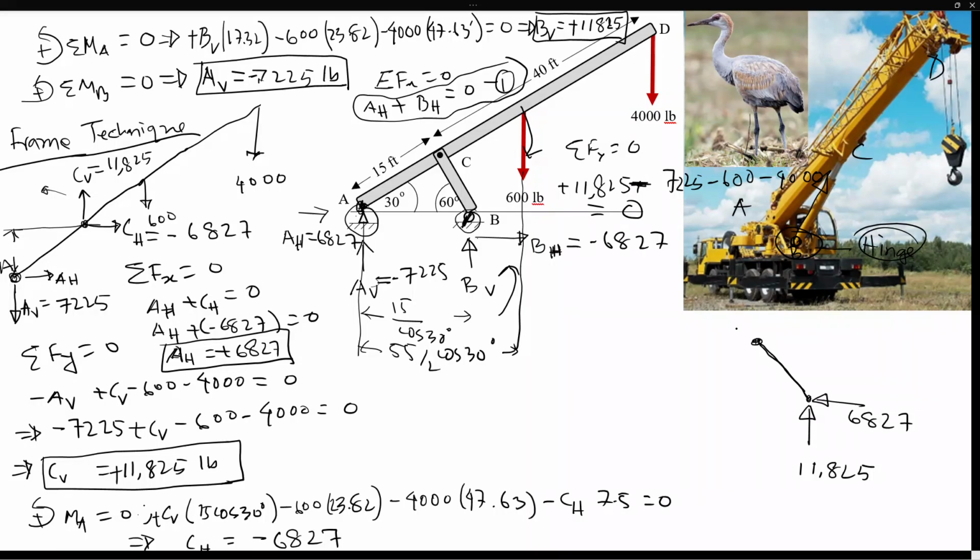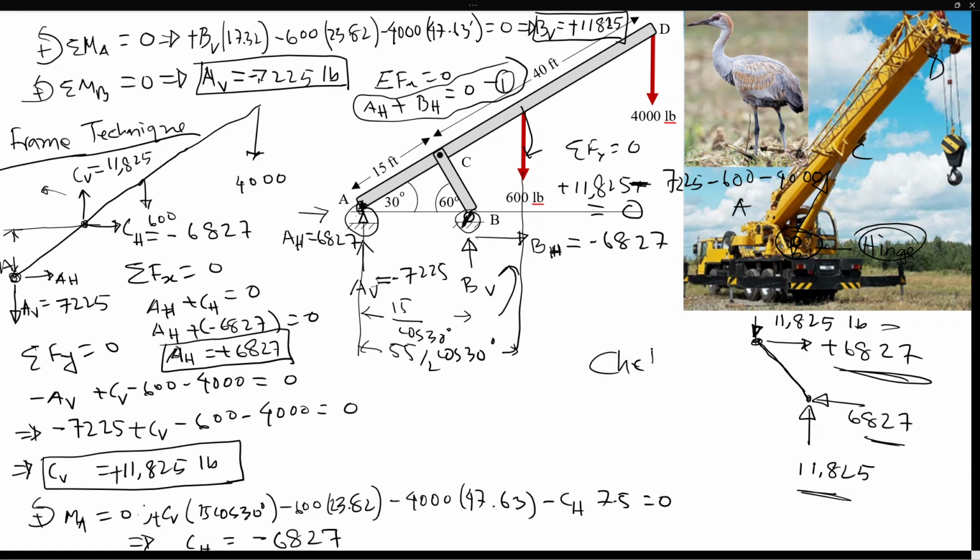So for the boom, the vertical component at C was upward direction. For the cylinder, it's going to be downward direction. So that's going to be 11,825 pounds. And then at C, the horizontal reaction was negative 6827, so it's going to be positive for the cylinder. So plus 6827. Now if you look at this, this number cancels this number, and this one cancels this number.